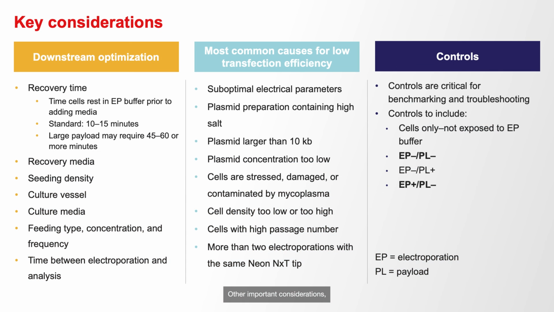Other important considerations, including downstream optimization, such as seeding densities, recovery, and cell culture media, as well as feeding schedules, are really important to consider. And not to mention that the inclusion of controls during your electroporation experiments is critical for benchmarking and troubleshooting efforts.